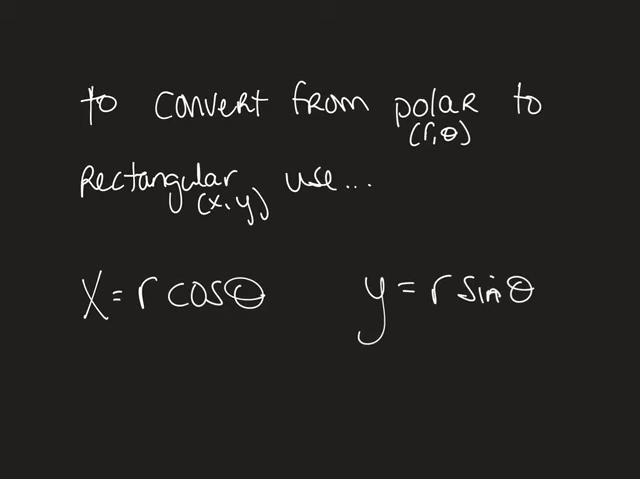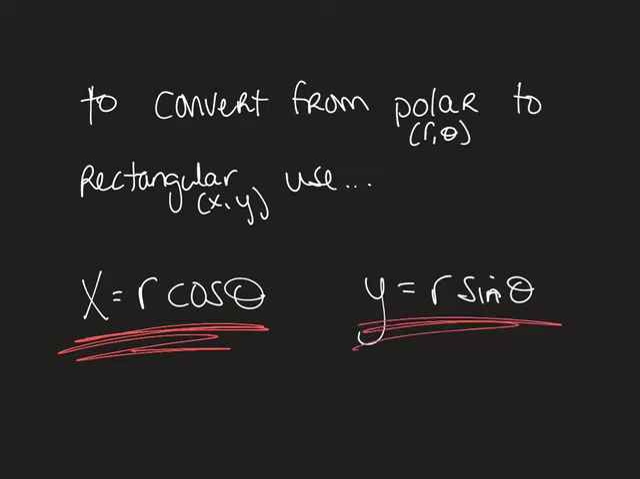If we're going from polar to rectangular, you're going to use x equals r cosine theta and y equals r sine theta. I think I forgot to pause when I flipped the slide, so I might have said things that you didn't hear, sorry. So basically that's what you're going to need. All right, so let's do some practice.